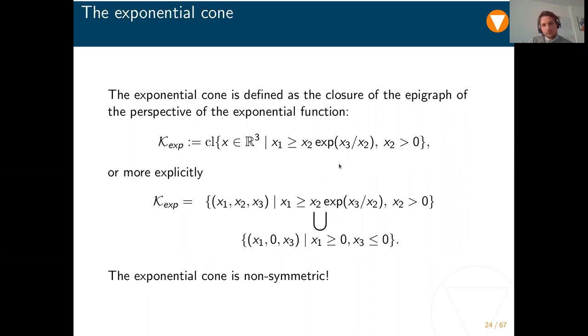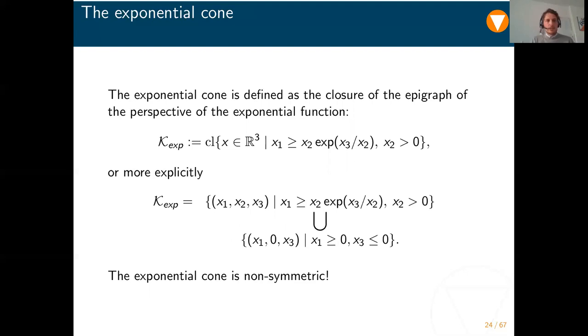It's a bit more complicated than a quadratic cone, because you have to take the closure. Another difference is that we only define it in three dimensions. The quadratic cones were defined in a general dimension, n, m. The exponential cone is only seen in three dimensions. If you don't like this closure notation, you can write it more explicitly like this. The second part is precisely the part that comes from taking the closure in the definition above.